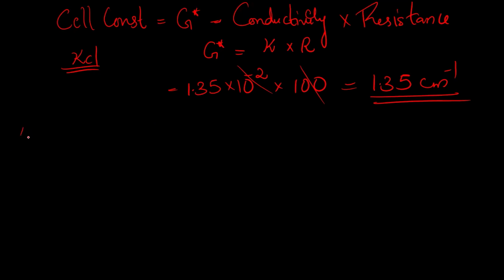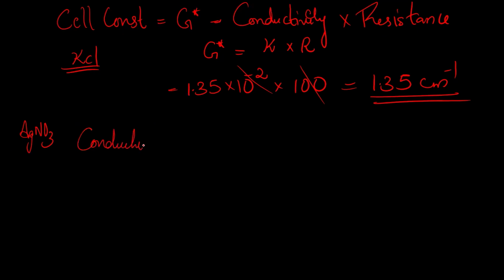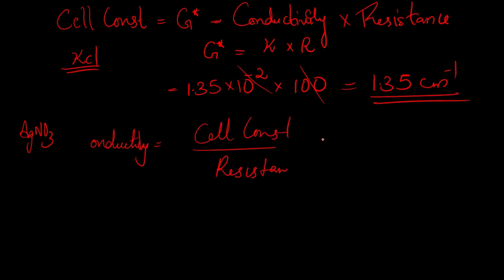So in the case of AgNO3 solution, first of all you have to find the conductivity. You know the cell constant and resistance, right? So how will you find conductivity? The same equation you have to apply here. Conductivity is equal to cell constant divided by resistance. Cell constant is 1.35 and it is divided by 90. You will be getting the value as 0.015. And the unit of conductivity is S centimeter inverse.